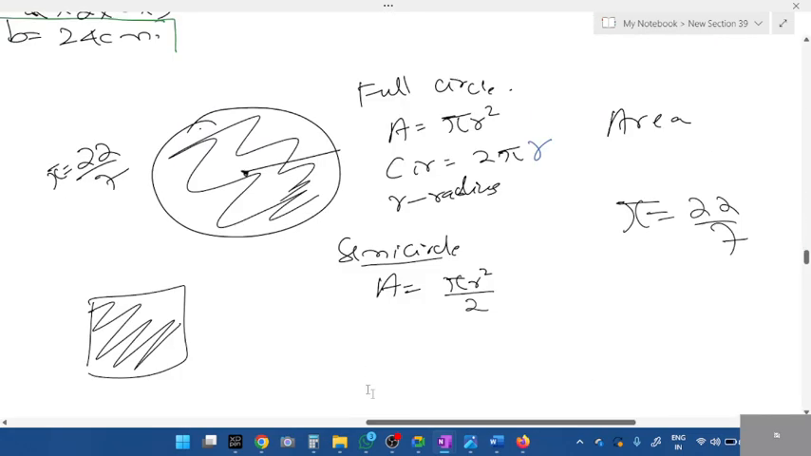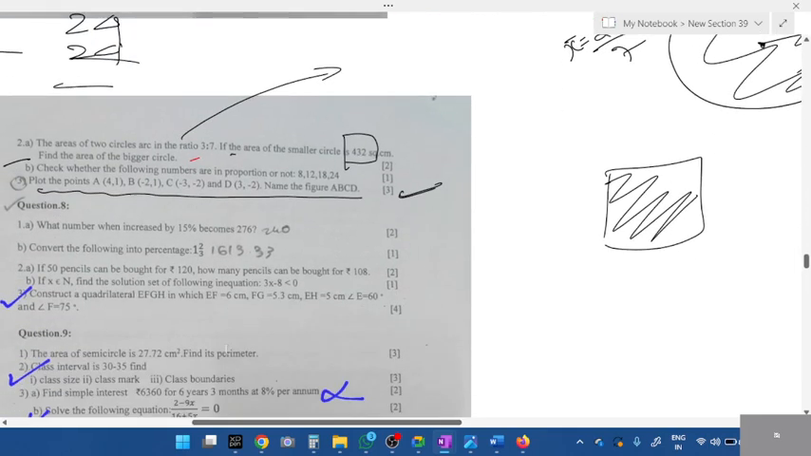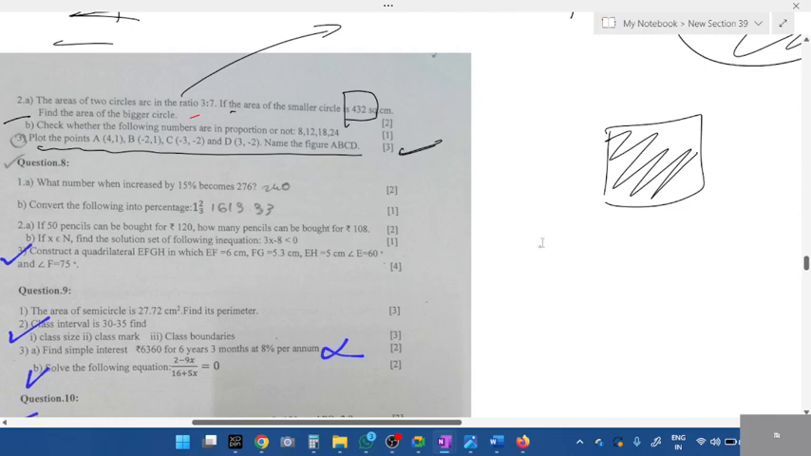Now look here. What is given here, students? Read, all of you, this 3 marks question. The area of a semicircle, area is equal to how much? 27.72. What do we need to find? Respond. We need to find perimeter.